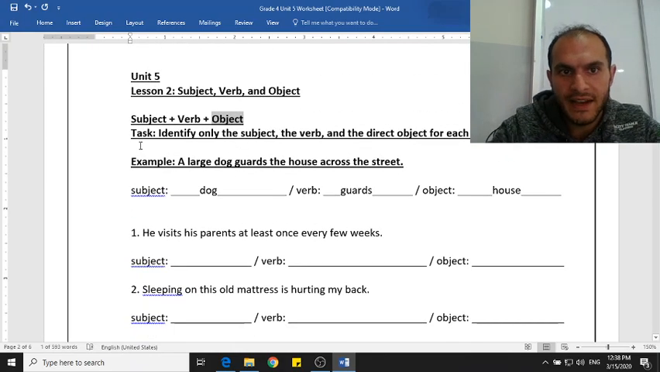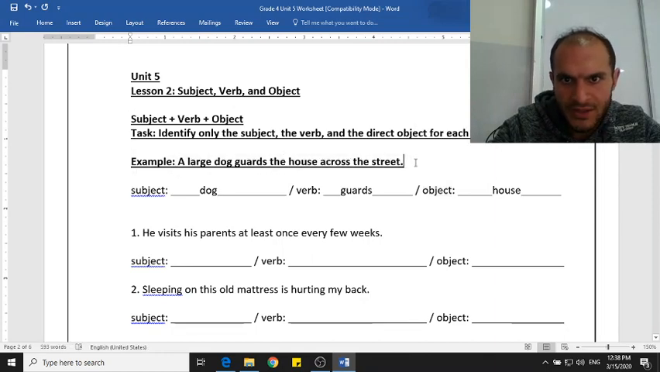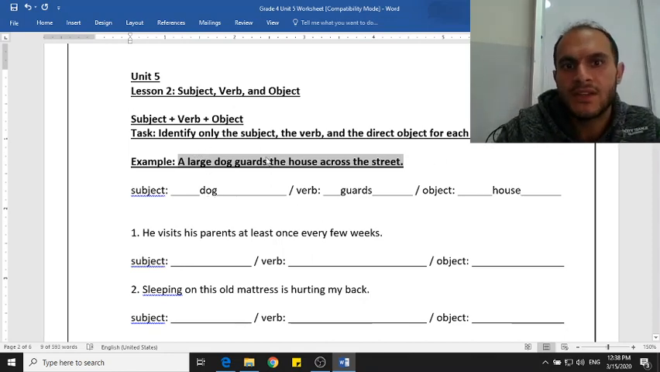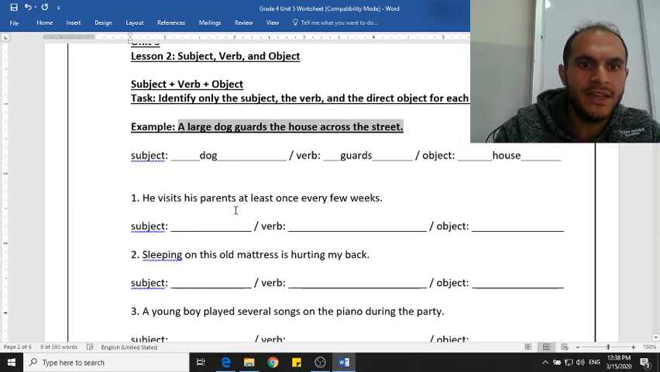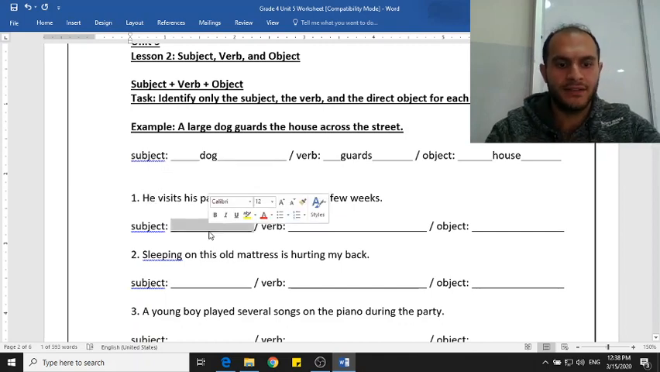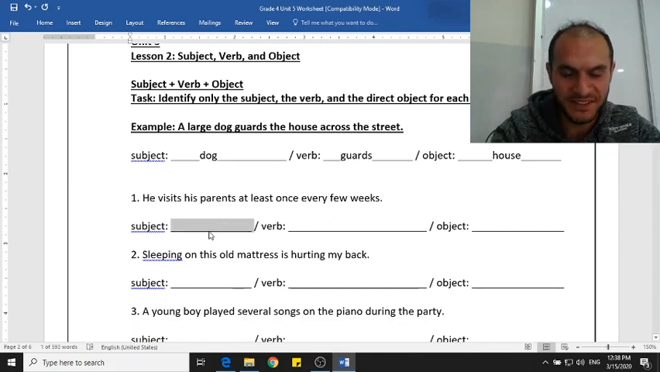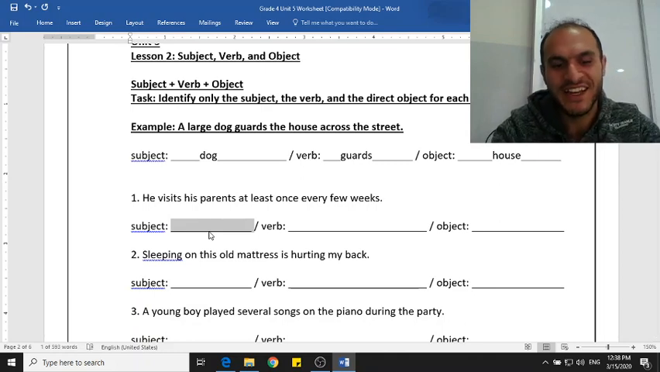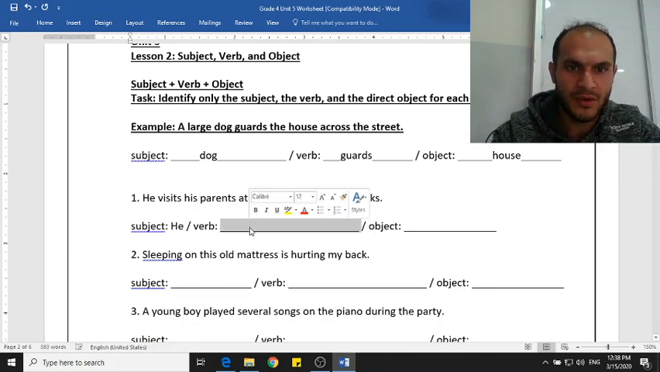All these sentences that I gave you here, they have a subject, they have a verb, and they have an object. We are going to read the sentence first, and then we are going to take the subject, take the verb, and take the object to put them in the spaces. So let's begin together. 1. He visits his parents at least once every few weeks. Who's the subject? Who does the action? He. That is correct. No, the class is not dismissed. It's over when I say it's over. Okay. So we have he as my subject.